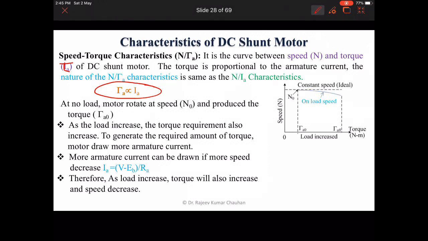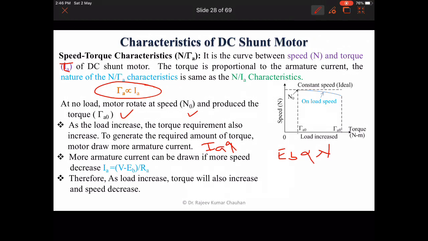At no load, the motor rotates at a speed N0 and produces the torque tau A0. As the load increases, the torque requirement also increases. To generate the required amount of torque, the motor draws more armature current, meaning Ia will increase. More armature current can be drawn only if the speed decreases, because we know Eb is directly proportional to N.